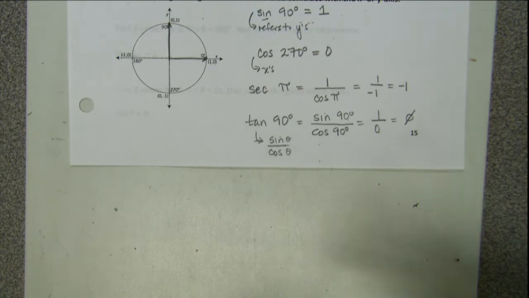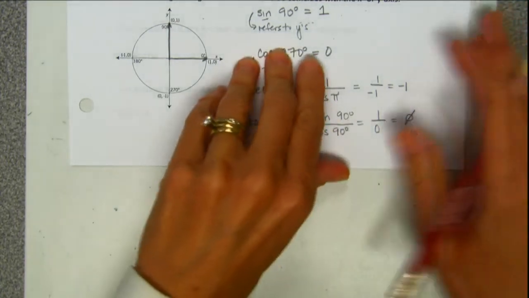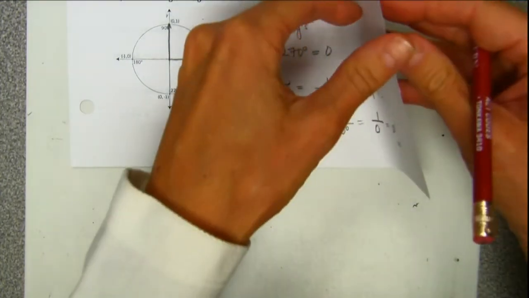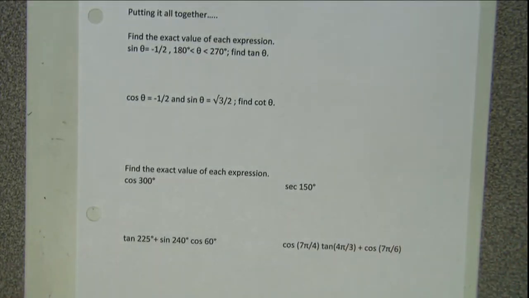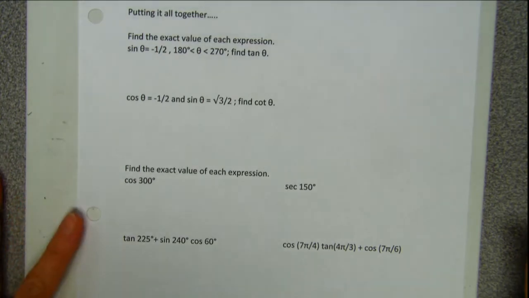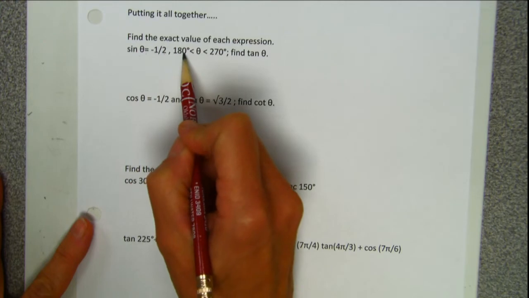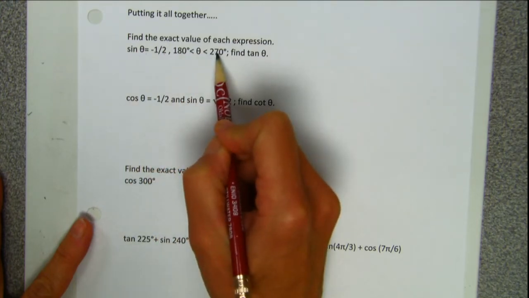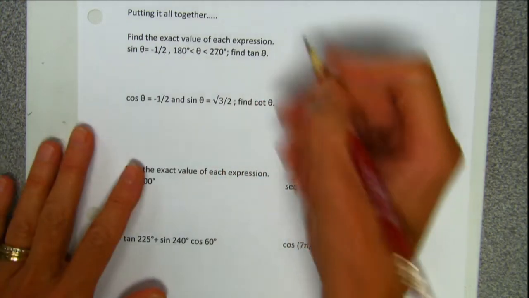All right, I feel like there's been a lot of pieces to the lesson today. Let's see if we can kind of bring it all together a little bit. Where all of this comes together. Find the exact value of each expression. The sine of theta is -1/2, and theta is between 180 and 270 degrees. I want you to find the exact value for the tangent of theta.